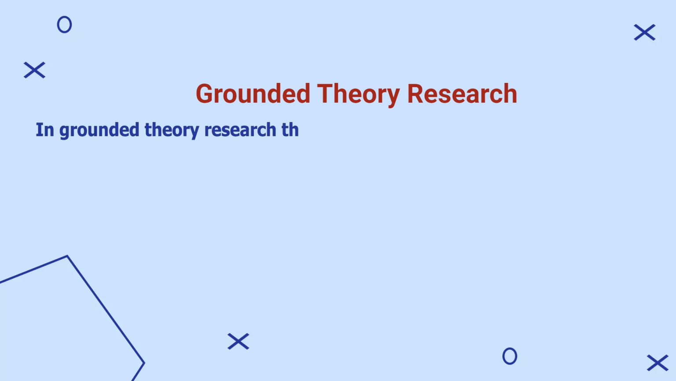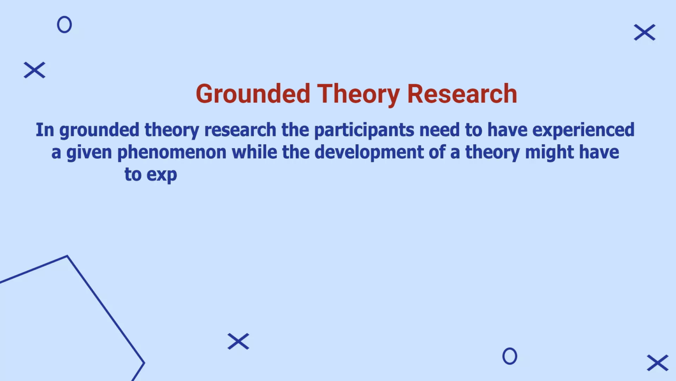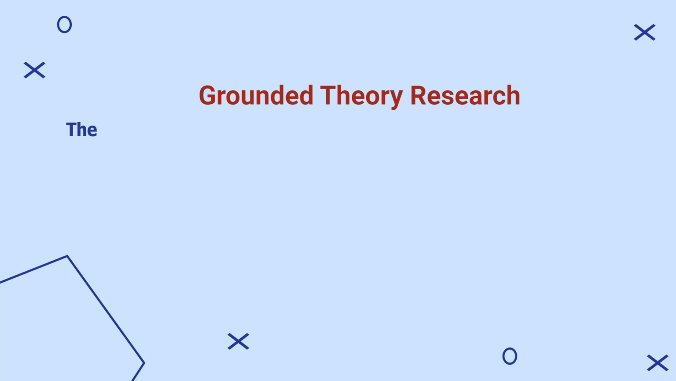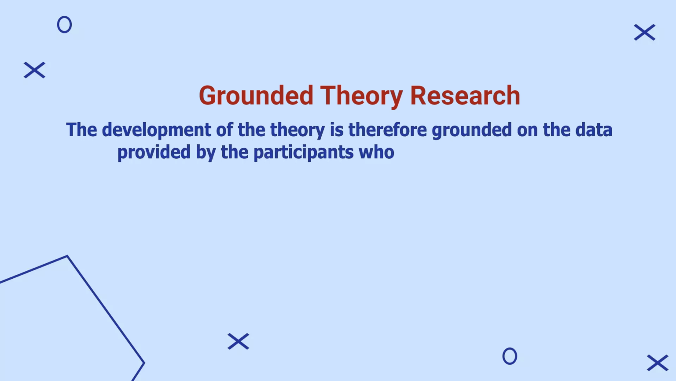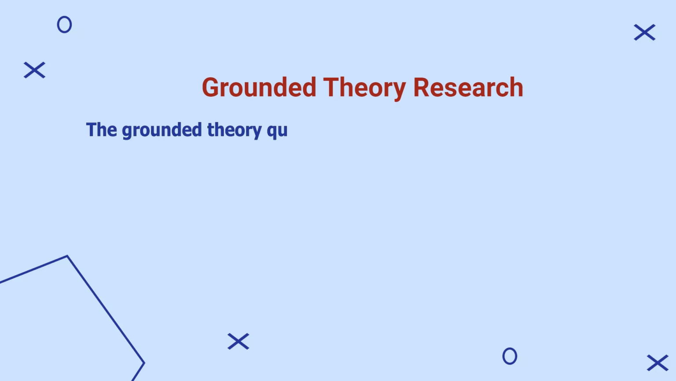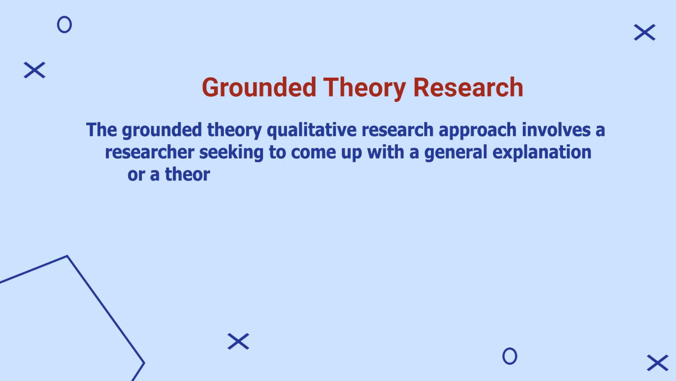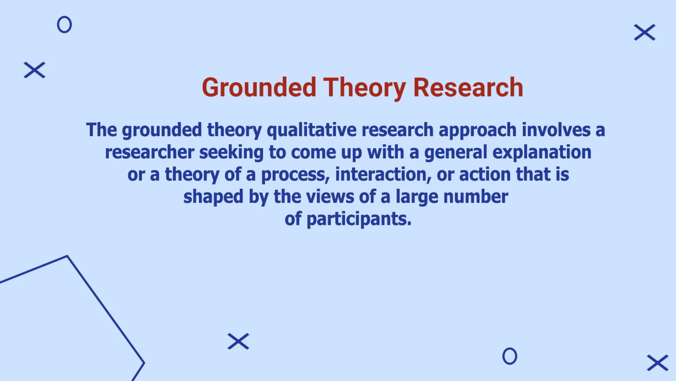In grounded theory research, the participants need to have experienced a given phenomenon, while the development of a theory might have to explain the phenomena or provide a framework for further research of the phenomena. The development of the theory is therefore grounded on the data provided by the participants who have experienced a certain process of phenomena. The grounded theory qualitative research approach involves the researcher seeking to come up with a general explanation or a theory of a process, interaction, or action that is shaped by the views of the large number of participants.